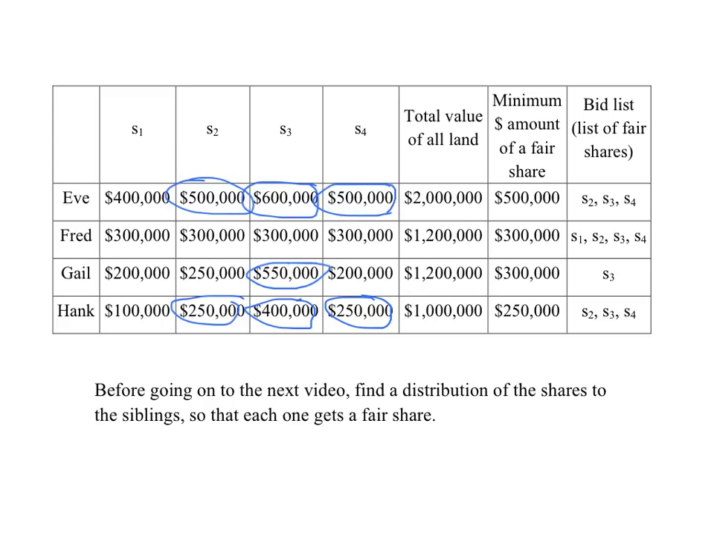Before going on to the next video, find a distribution of the shares to the siblings so that each one gets a fair share. Okay, this is, again, recalling something we did earlier, although at the time we didn't call it the lone divider method.